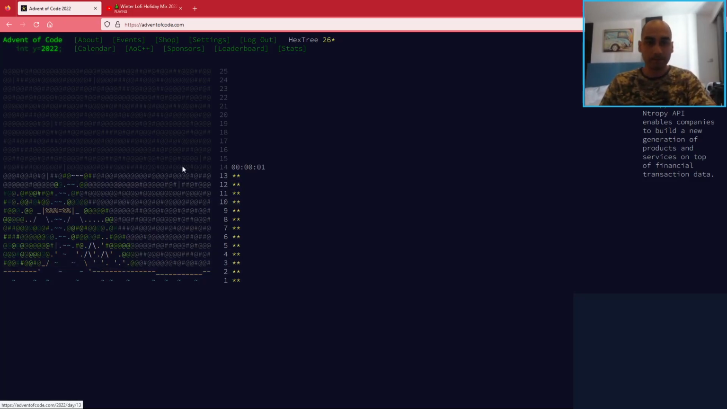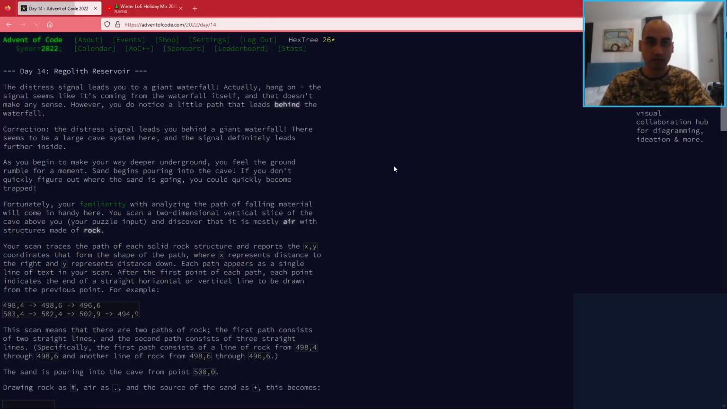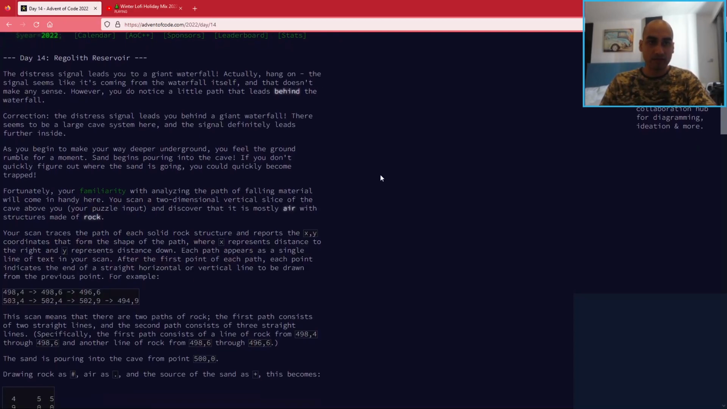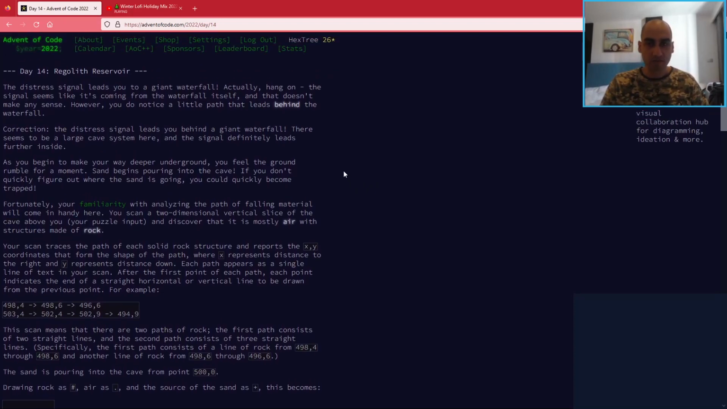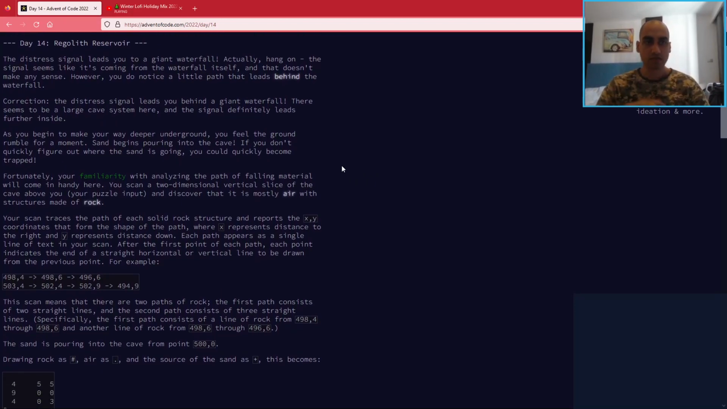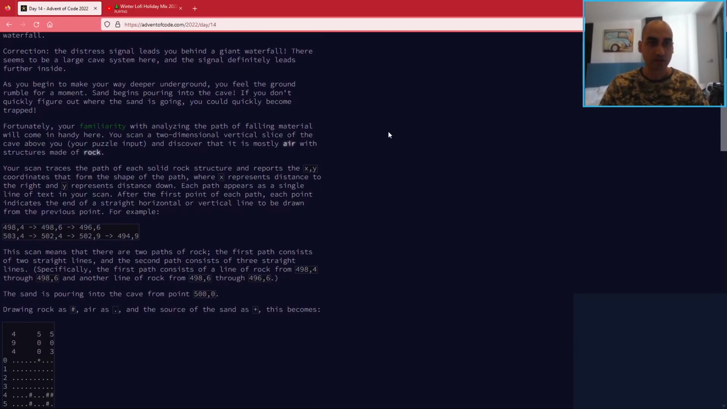All right, here we go. Day 14. Regolith Reservoir. Is regolith a type of rock? I know that from Oxygen Not Included. The distress signal leads you to a giant waterfall. Actually, hang on. The signal seems like it's coming from the waterfall itself. And that doesn't make any sense. However, you do notice a little path that leads behind the waterfall. There's always something behind the waterfall. I've played games before. Correction, the distress signal leads you behind a giant waterfall.